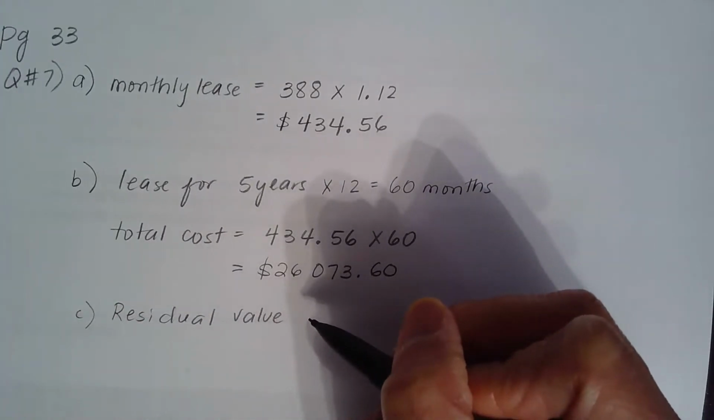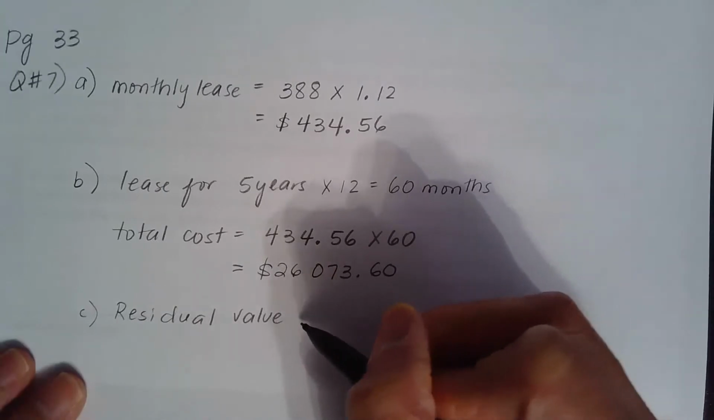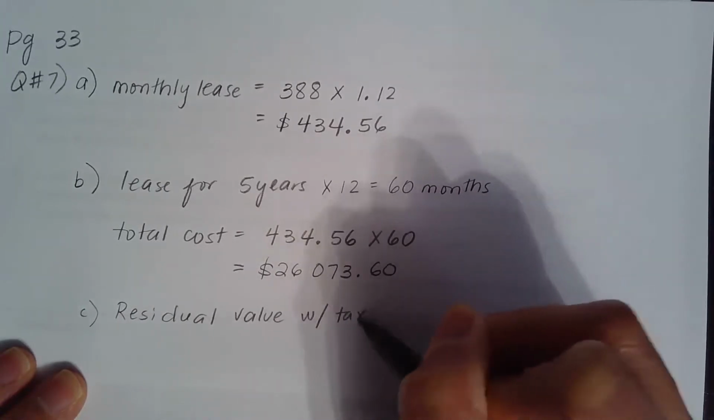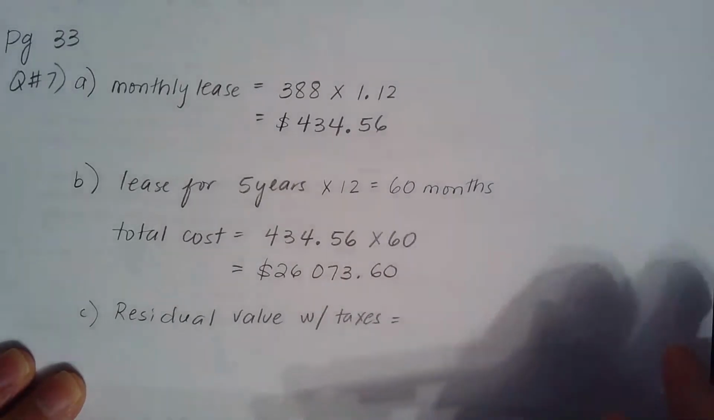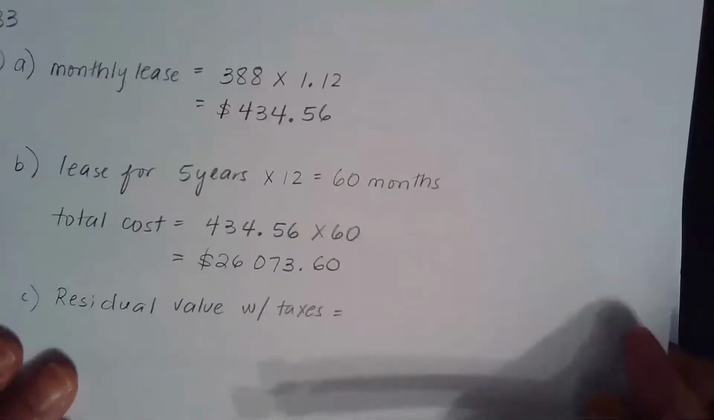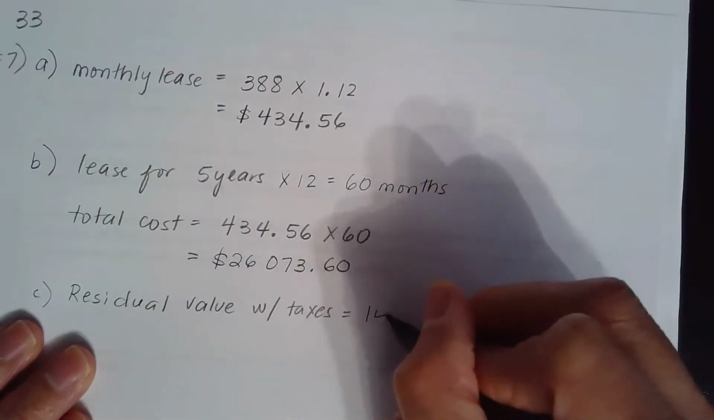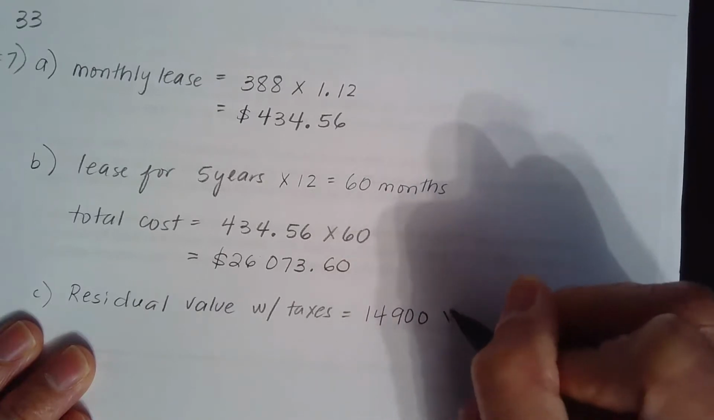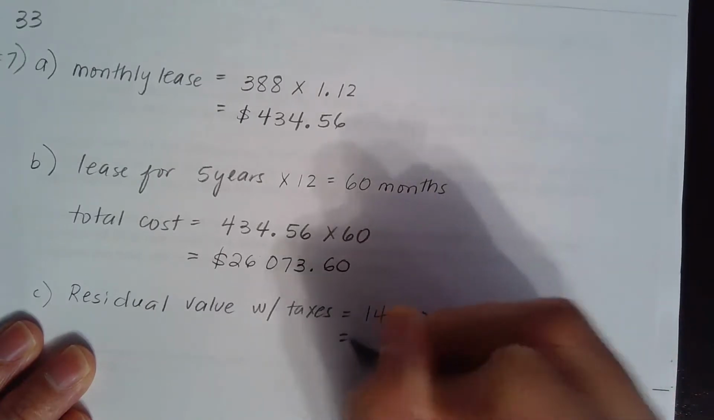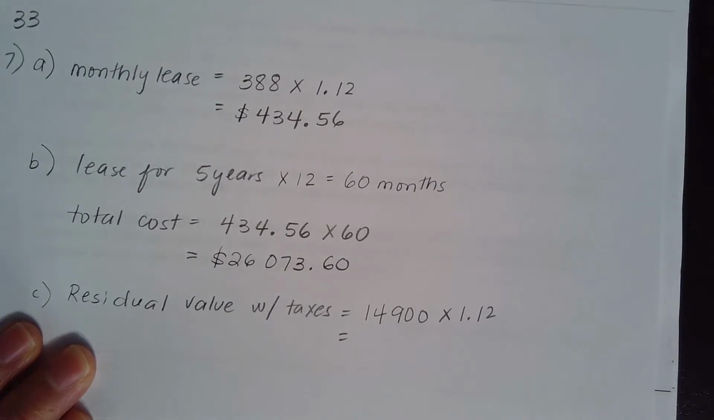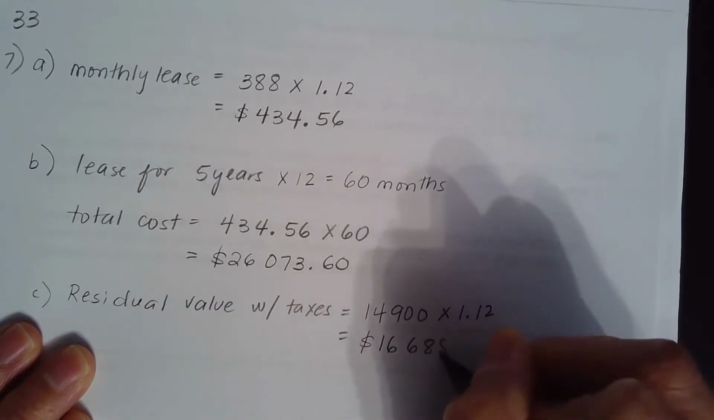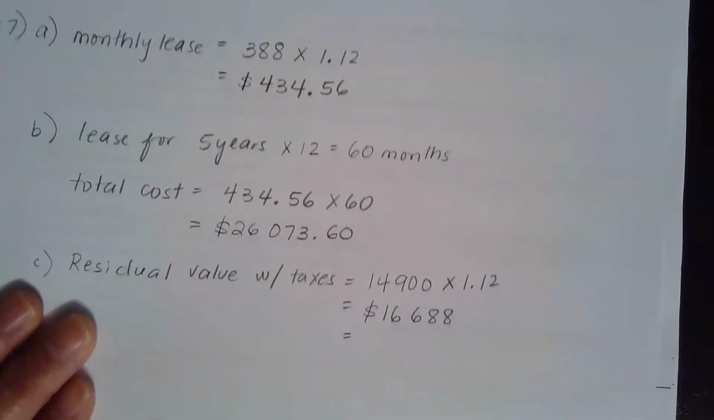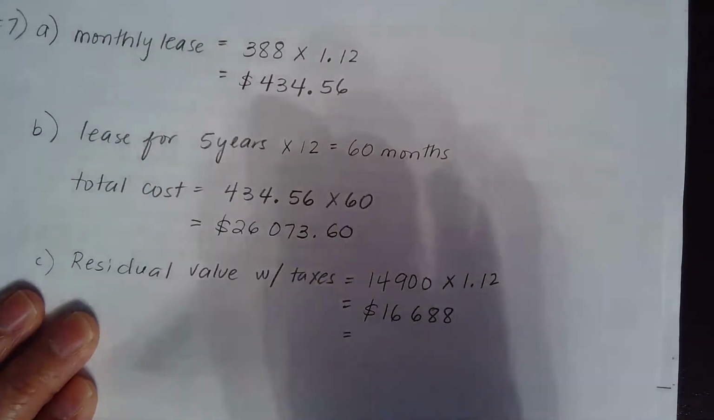And when we do the residual value with taxes, we have to do it with GST and PST as well. So the residual value is 14,900 times 1.12. So it's going to cost 16,688. Okay, so that's that.